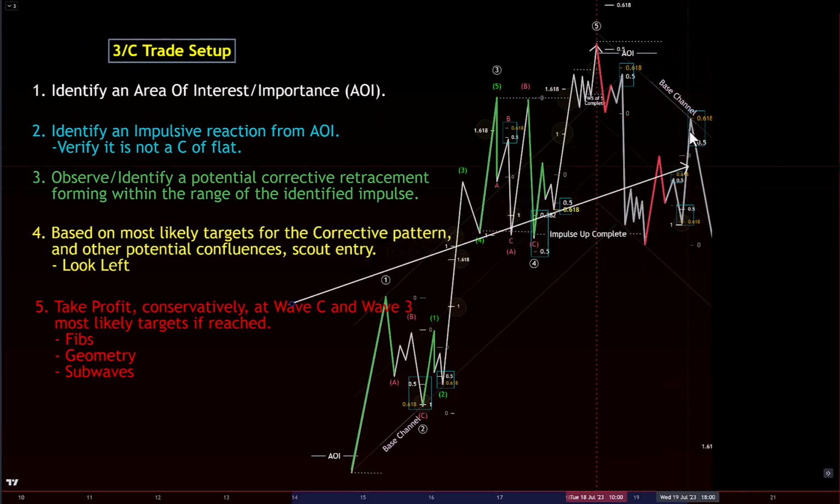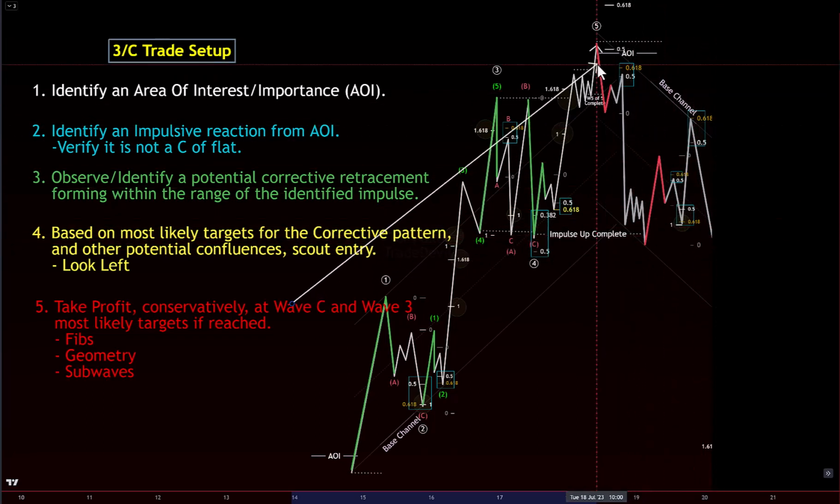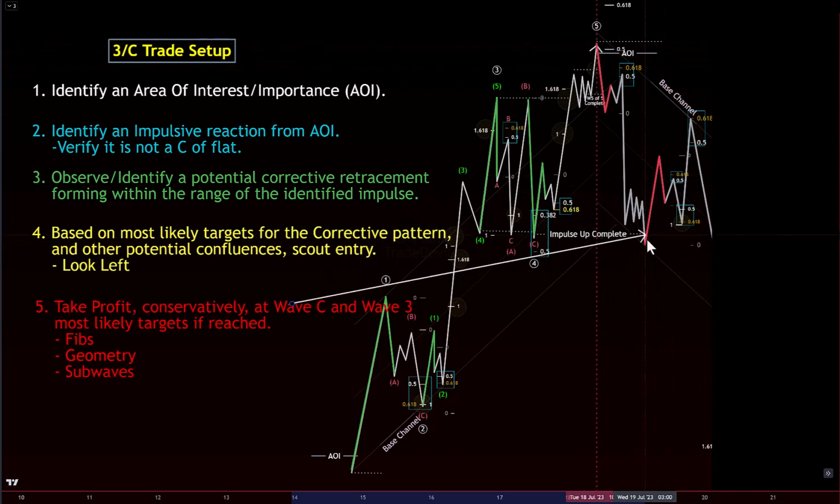So at this point, we get a break of this level here. So we know that this isn't a 1-2, 1-2 setup, and that we're potentially looking at a completed zigzag here, headed to the downside. This is the point when we want to start setting up our trade plan again.